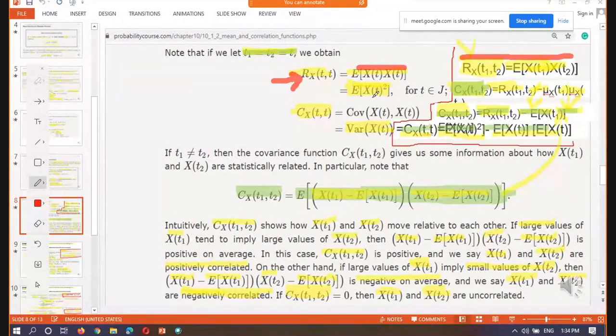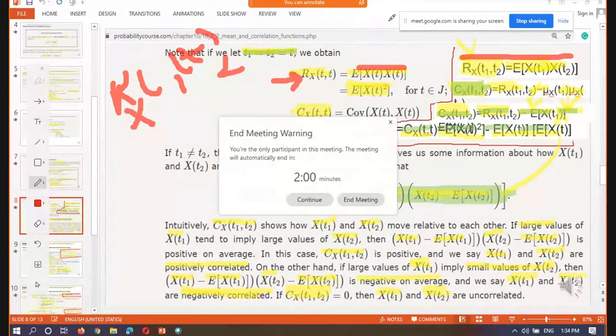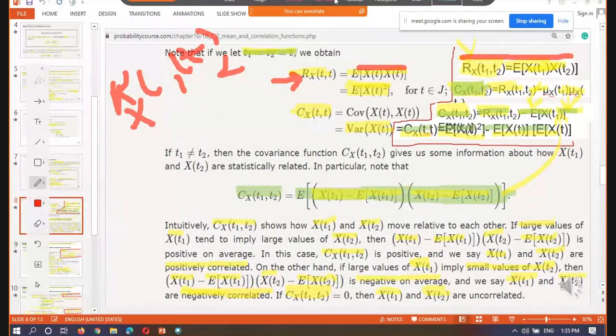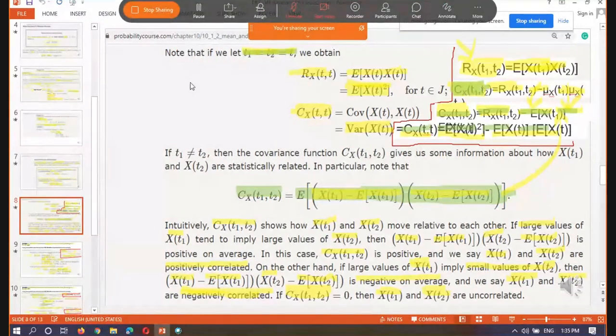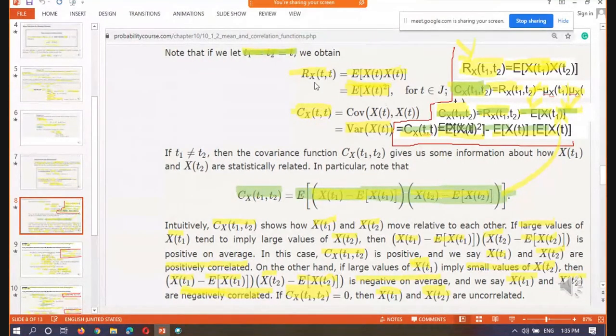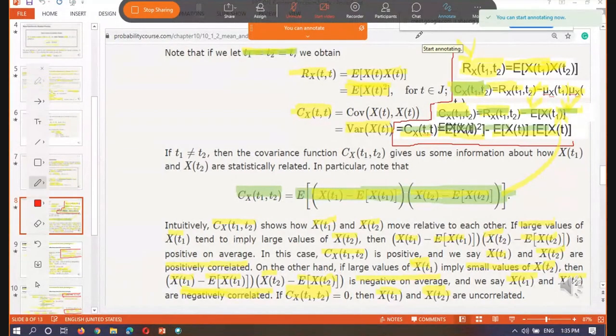If in some problem I give you R_X(t1, t2) and ask you to calculate the expectation of X(t) square, what you do is replace t1 and t2 by t in R_X(t1, t2), and you will get the expectation of X(t) square. Similarly, you can calculate the variance also with the help of this.